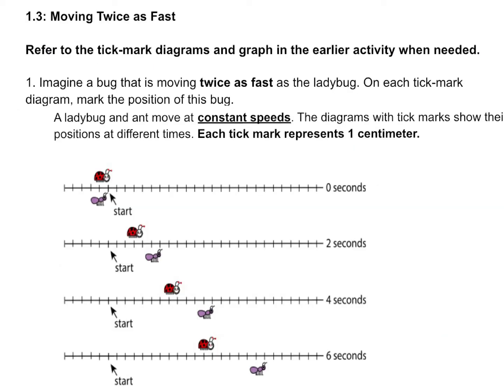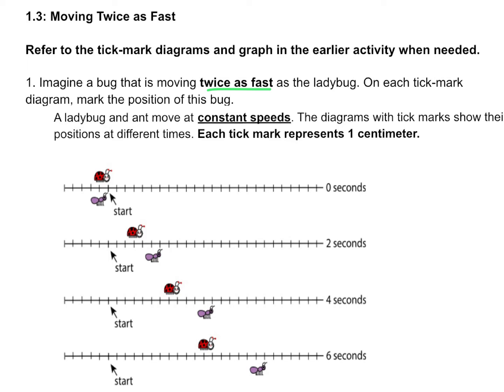Okay, next section is called moving twice as fast. So we're going to think about what that means if something is twice as fast. We're going to refer back to the tick mark diagram and the graph for this. Number 1, imagine that a bug is moving twice as fast as the ladybug. On each tick mark diagram, mark the position of this new bug.